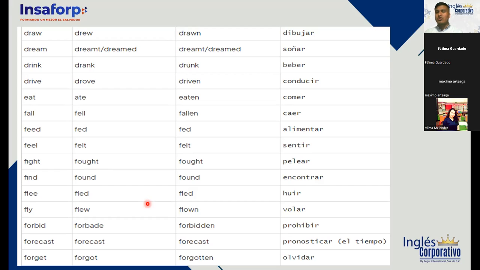Then for another three verbs, I'm going to tell you the infinitive, and then you will have to tell me the past form. Then for the last four verbs, I am going to give you the past participle form, and you will have to write the simple past. Is it understandable what I said? You understood the instructions?